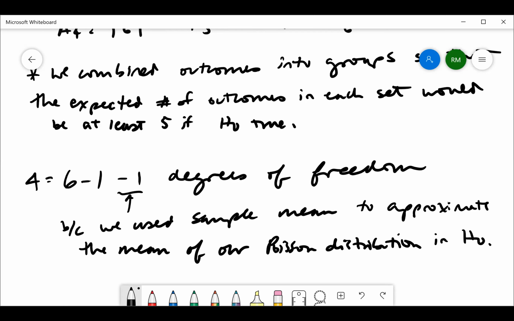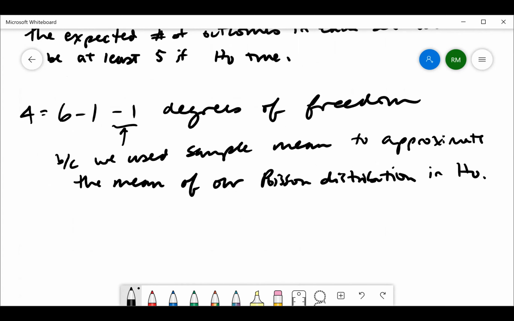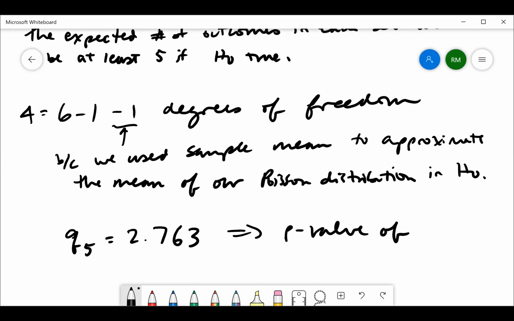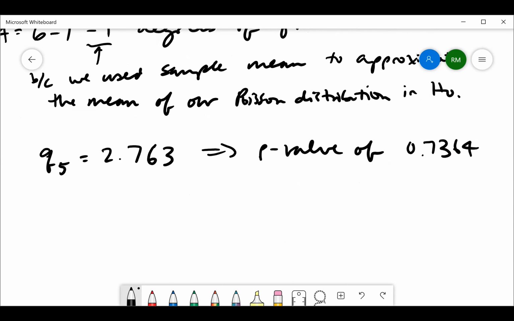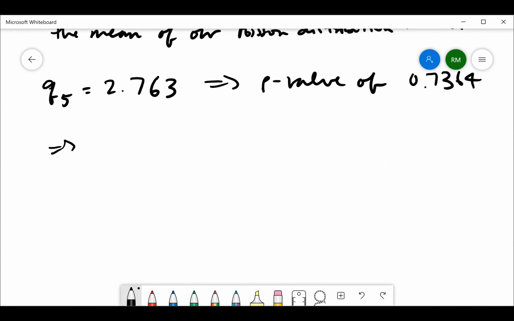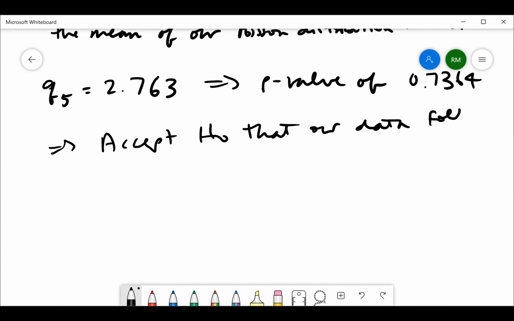in the null hypothesis. So if we calculate this using R, we would calculate that Q5 is 2.763, which gives us a p-value of 0.7364. Obviously, we do not reject the null. This means we accept the null hypothesis that our data follows a Poisson distribution.